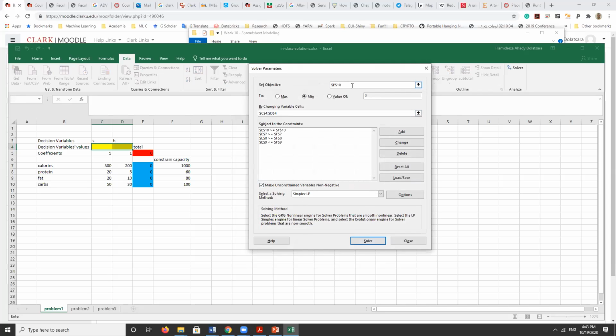So again, you select your cell related to your objective function. This problem is minimization. We want to minimize the cost. You specify the range of decision variables here, C4 and D4. Also, you put the constraints, make variables non-negative, and choose the Simplex method. Then we select Solve.